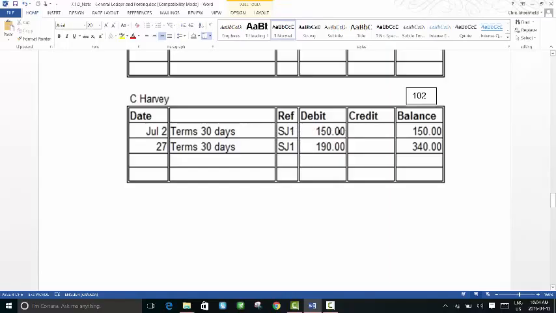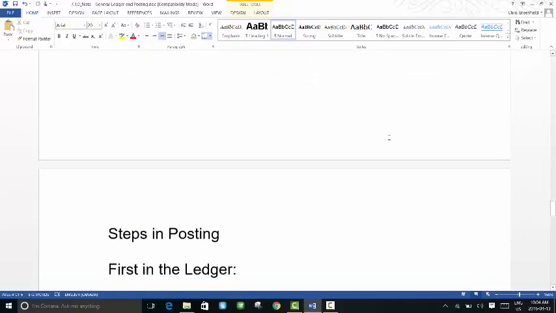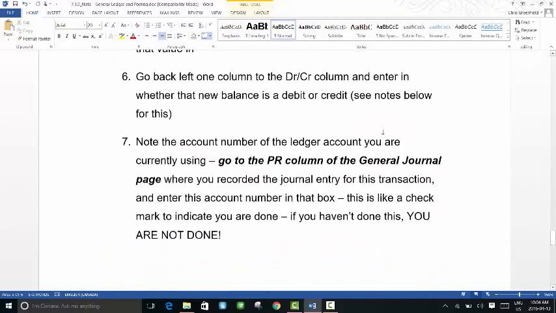Then you're going to list either the debit amount or the credit amount. You're going to indicate the balance, which we're going to talk about in a minute. And then once you figure out what the balance is, you're going to go back to the left one column and indicate the balance indicator. So let's talk about that, the balance indicator.